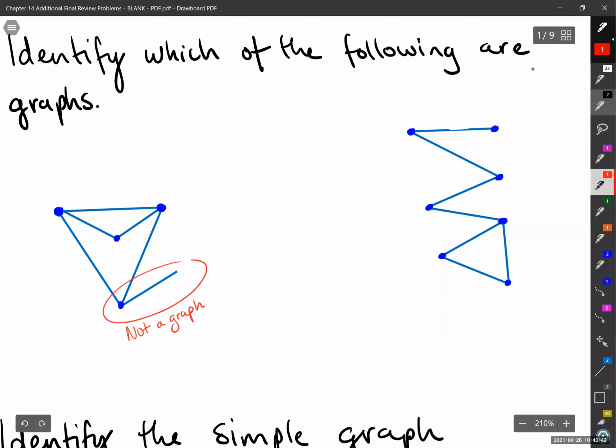Now, our next picture, every vertex and every edge is connected to a vertex at the beginning and the end. So this one would be a graph.